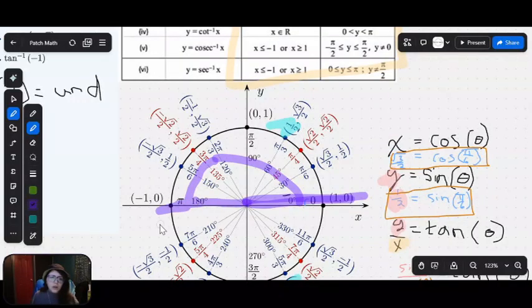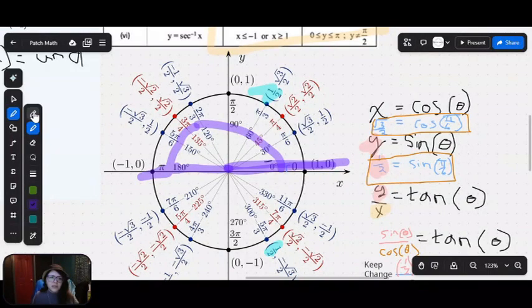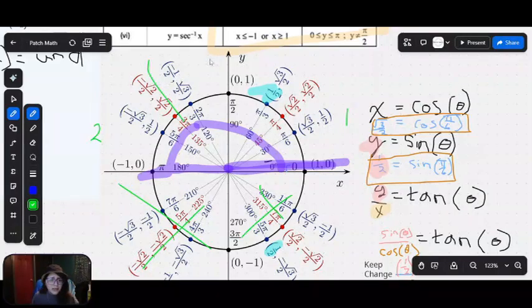Anything not in those two quadrants we can't use. In other words, we cannot use quadrants 3 and 4. We can only use quadrants 1 and 2. Well, in this case, x's are negative in quadrant 2, so it doesn't matter. We weren't given a negative 1/2. We were given a positive 1/2.